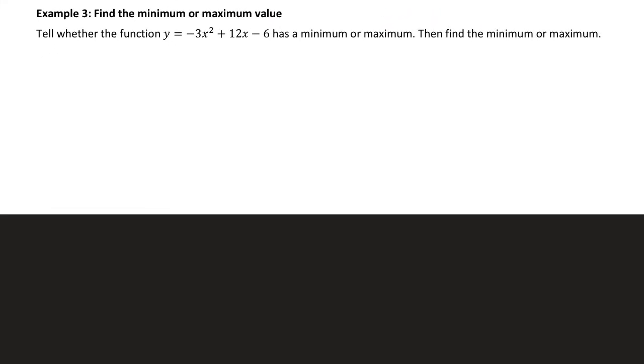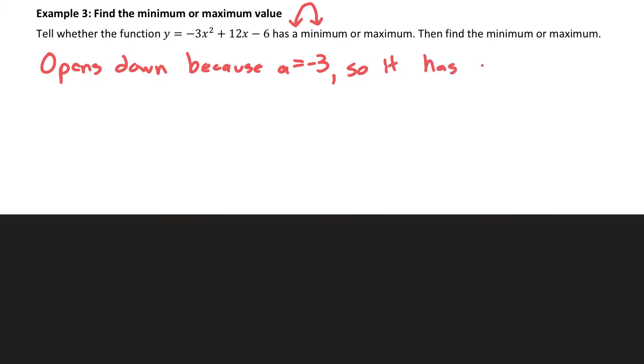Example 3 has us find the maximum or minimum value of this quadratic. So the first thing I'm going to say is this quadratic is going to open down, because a is negative 3. So it has a maximum value. It has a highest point because it opens down. All right? So that's how we know it has a maximum value.